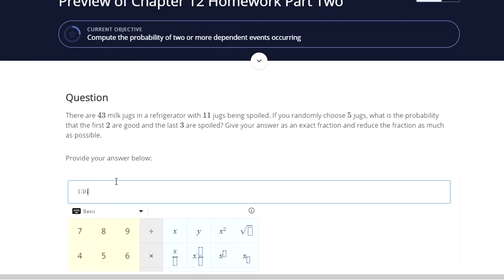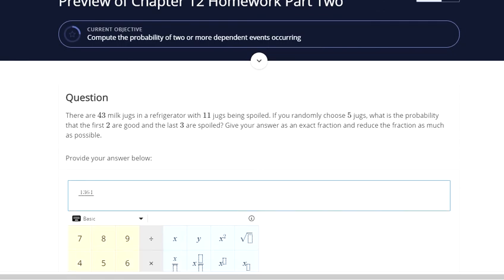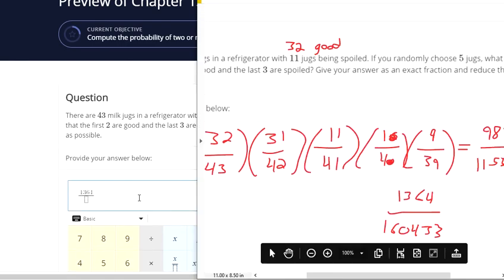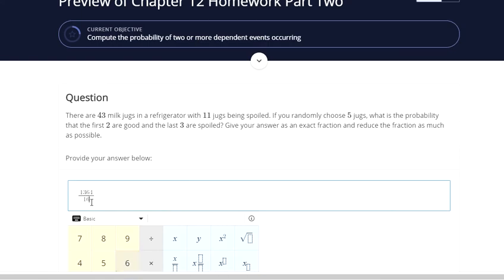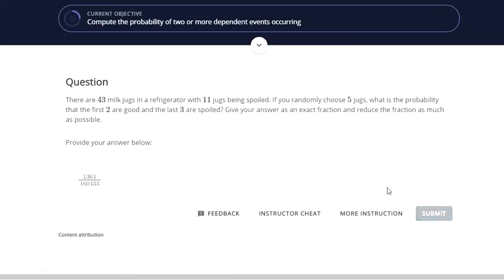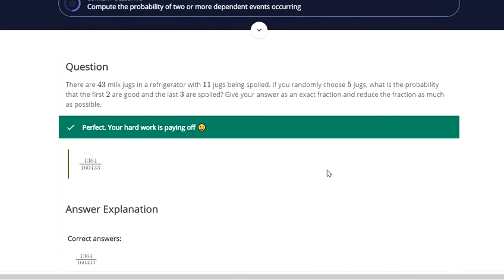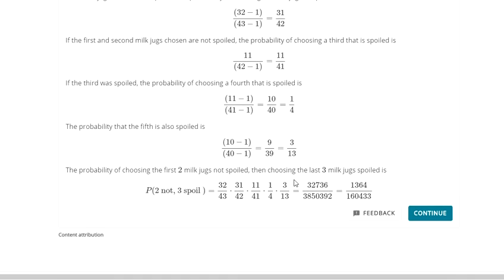1,364. I was mad when I wrote that. It's all over the place. 160,433. Yep, that's it. What are they trying to test? So you can do that. Google search fraction reducer calculator in case it's a huge fraction like that, okay?